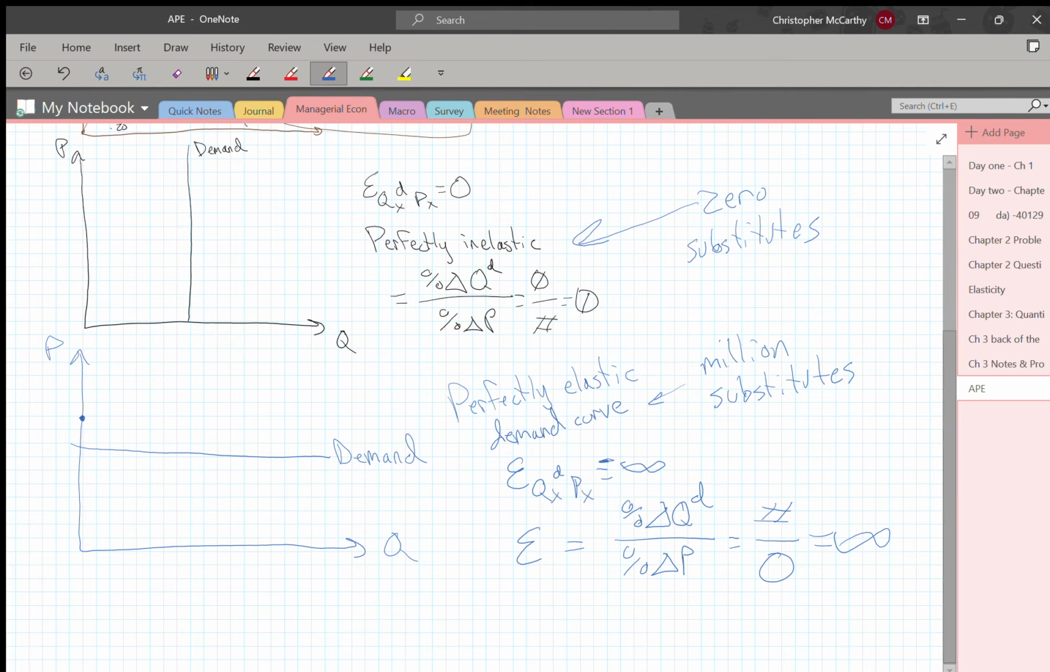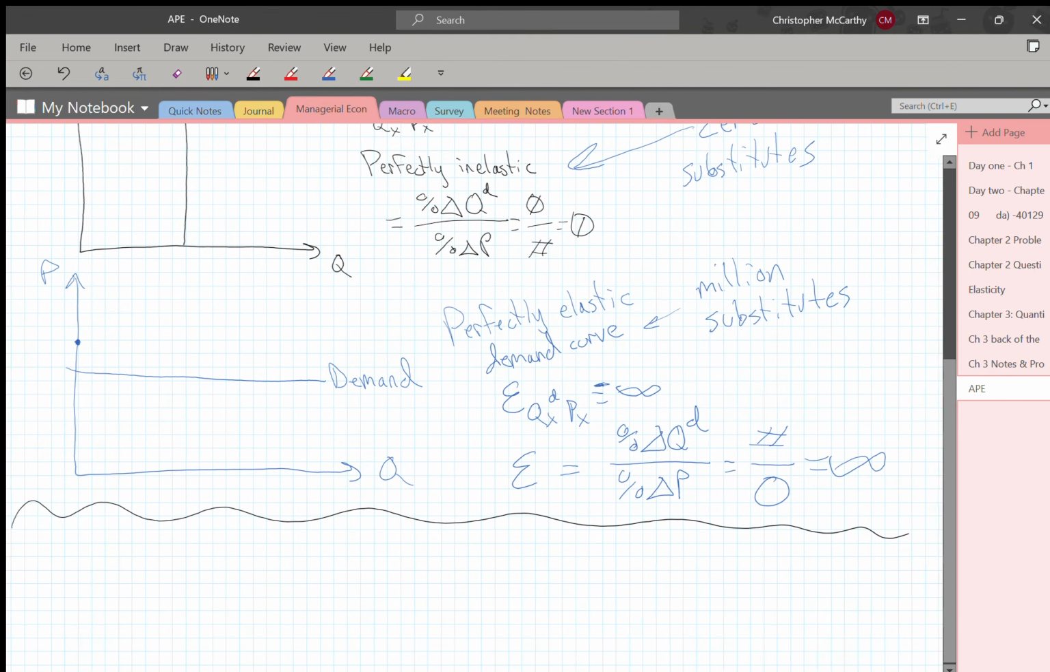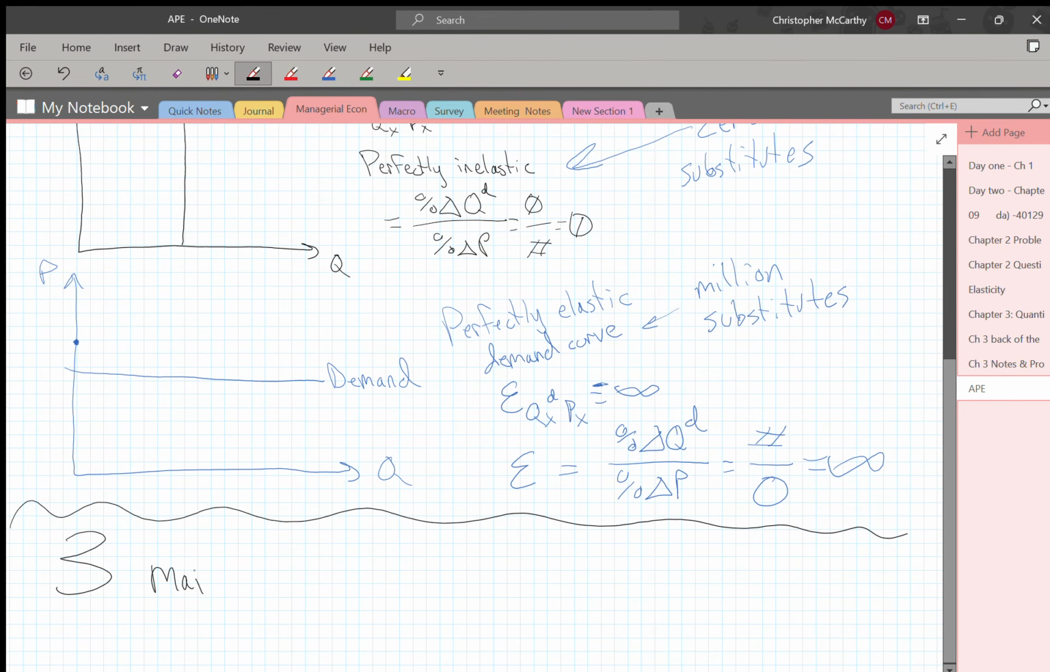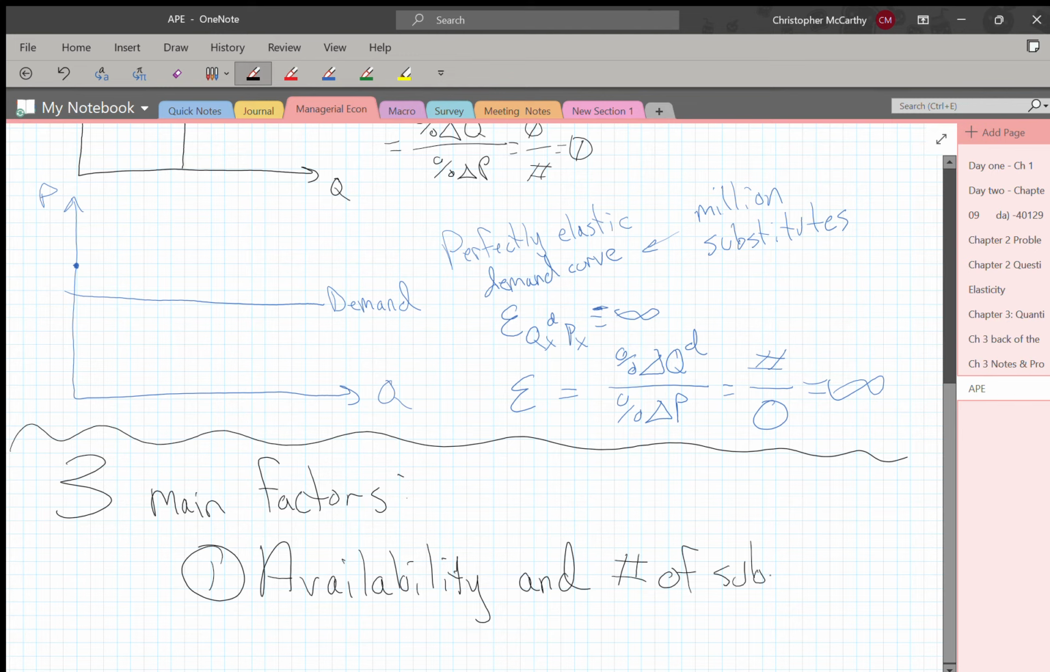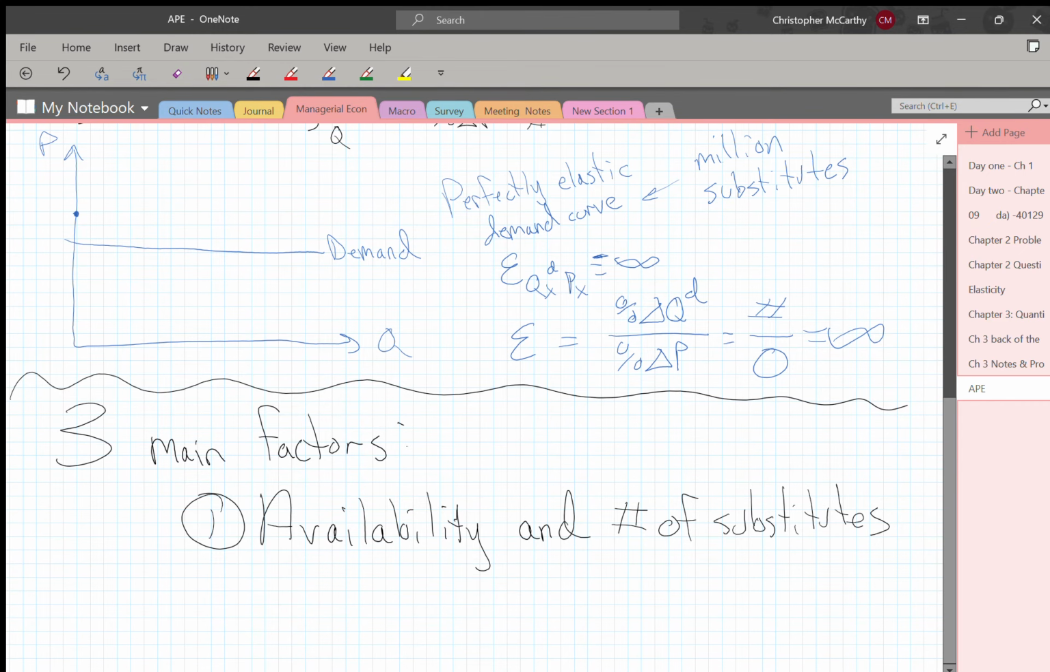So that actually dovetails really nicely into our next bit of notes. What are the factors that are actually impacting own price elasticity? There are 3 main factors. We just talked about the first one, which is the availability and number of substitutes. The more substitutes, the more elastic, the more sensitive people are to price changes, price variations.